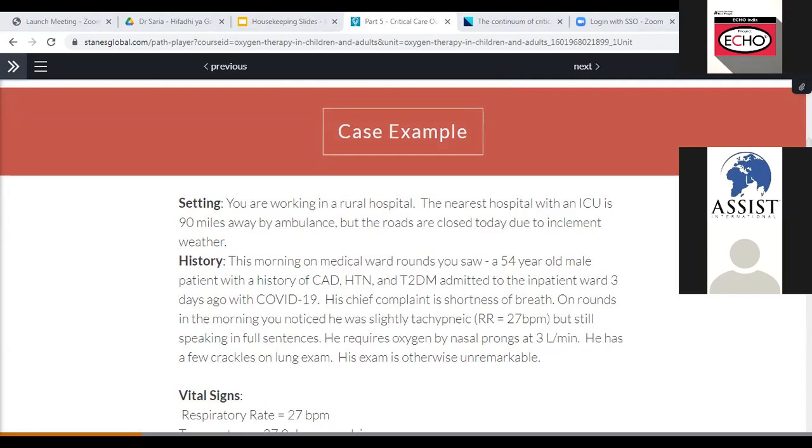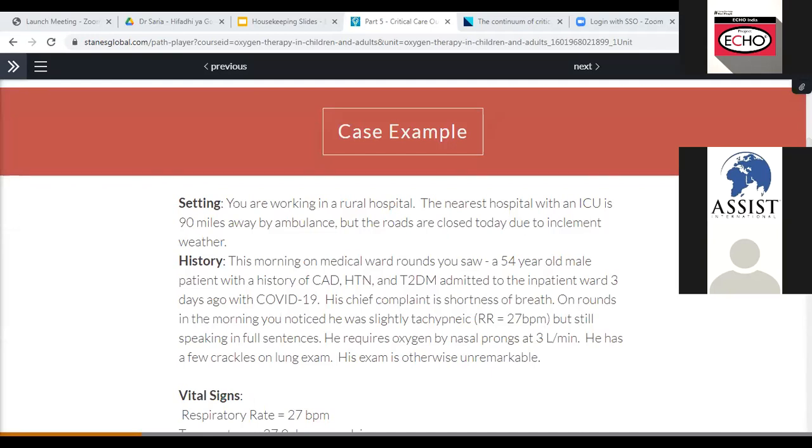This morning on medical ward round, you saw a 54-year-old male patient with a history of coronary artery disease, hypertension, and type 2 diabetes mellitus, admitted to the inpatient ward 3 days ago with COVID-19. So this patient has comorbidities. His chief complaint is shortness of breath. On round in the morning, you note he was slightly tachypneic, respiratory rate 27 breaths per minute, but still speaking in full sentences.